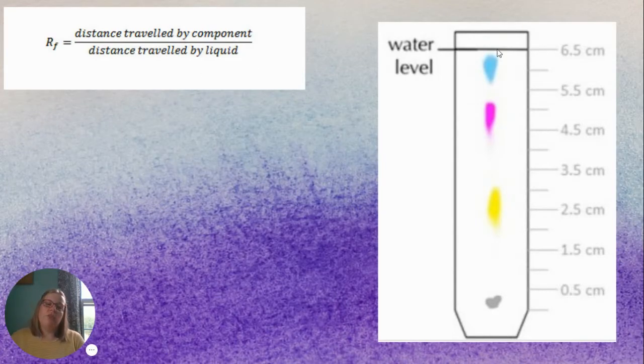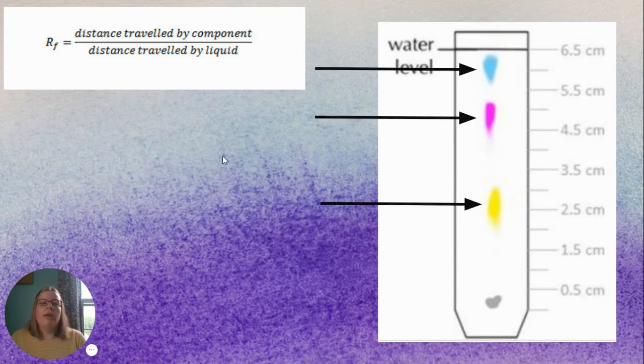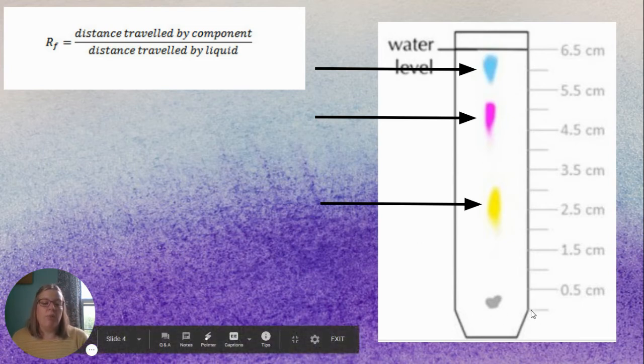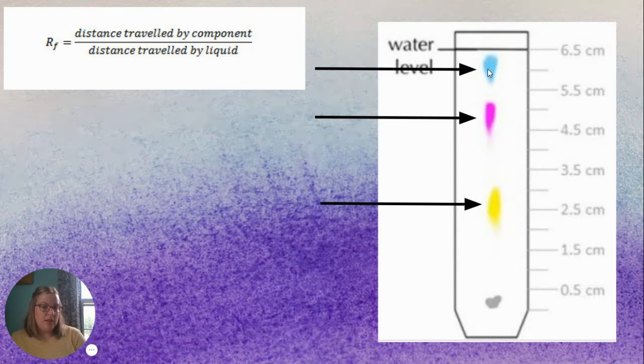So you'll see a line drawn up here at 6.5 centimeters for the water level. And then what we have to do is measure the distance from our starting point up to the middle of the dye band color. So we aren't going to go to the top of the solvent or the top of the pink or the top of this. We're going to go to the middle of those dye splotches to get our measurement there.